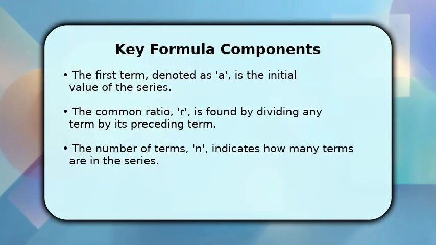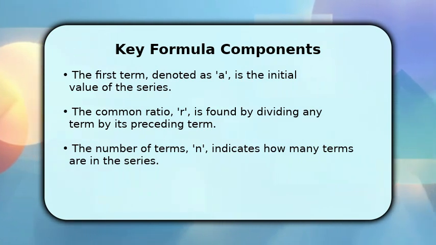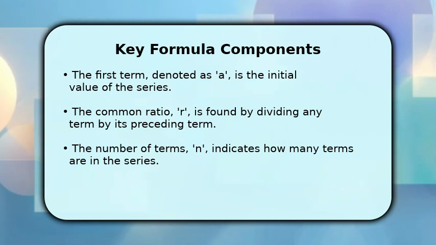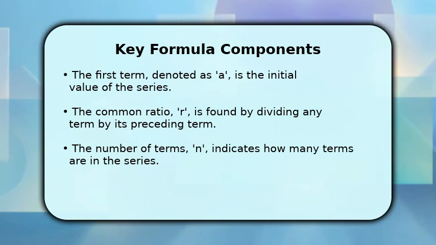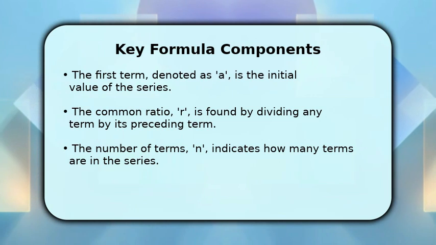To calculate the sum, you first need to identify three crucial components. The first term, often represented as A, is simply the starting number of your series. Next, the common ratio, R, is found by dividing any term by the one before it. This value remains constant throughout the series. Finally, N represents the total count of terms in your finite series. Having these three pieces of information is fundamental before applying the sum formula.